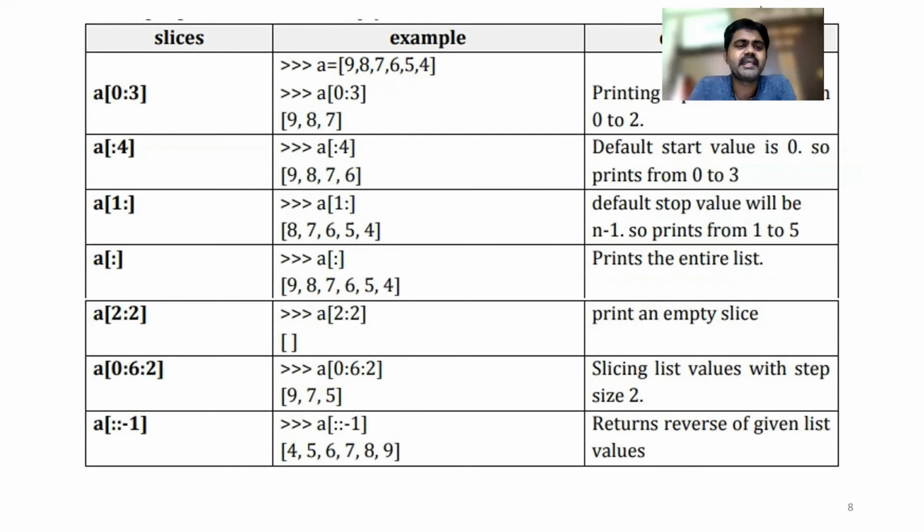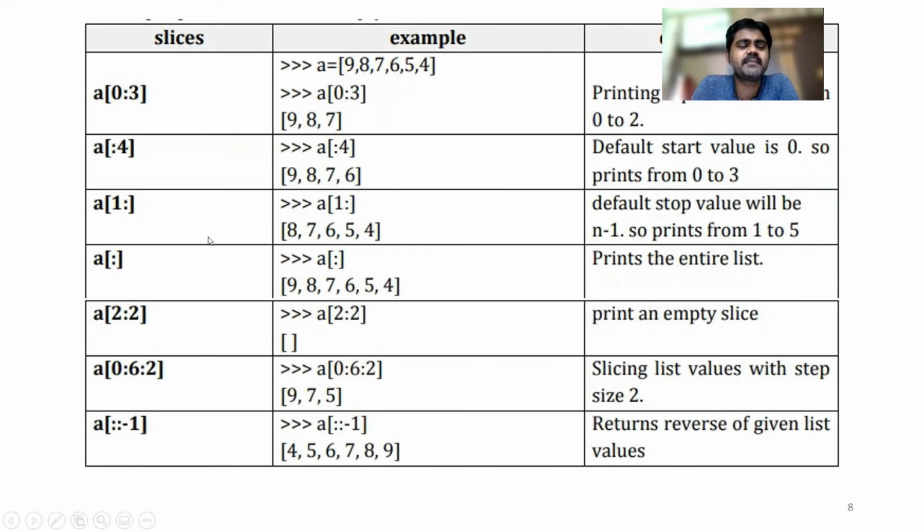Okay. So coming to a[:4], that means I'm not mentioning start. So by default start will be 0. So stop is 4 in the sense we'll take up to 3. So 0, 1, 2, 3. So what are the elements present in 0, 1, 2, 3? So 9876. So in the first example, the sublist is 987. In the second example, the sublist is 9876.